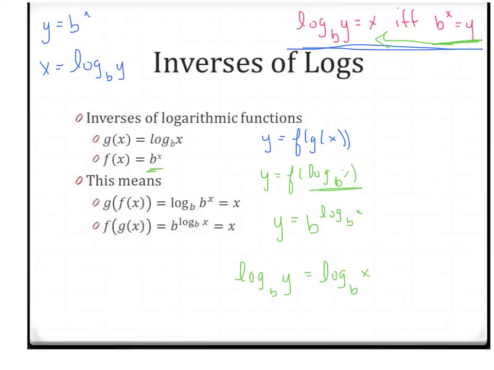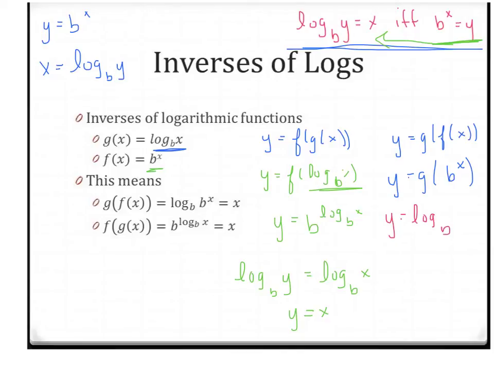So if they both are log base b, it has to be that y equals x. So there's your x. On the other one, if we have y equals g of f of x, we're going to replace the middle one, so f of x is b to the x. We're going to put this into g of x where we see an x. So this is going to become y equals log base b of b to the x. And so now that's written in log form.